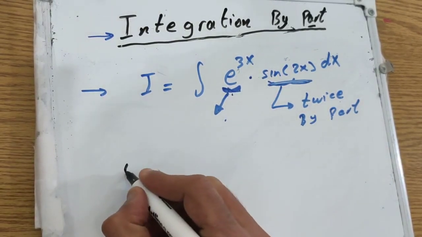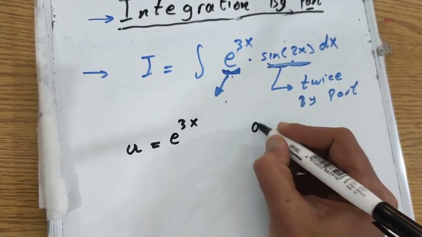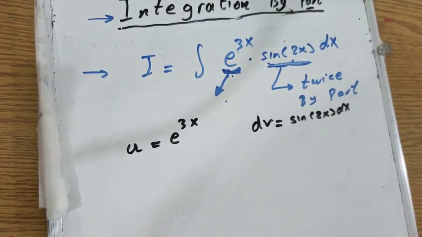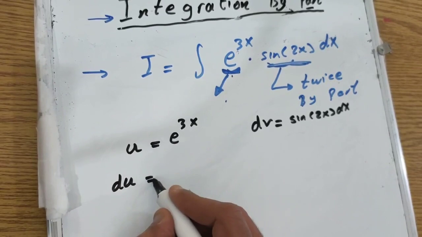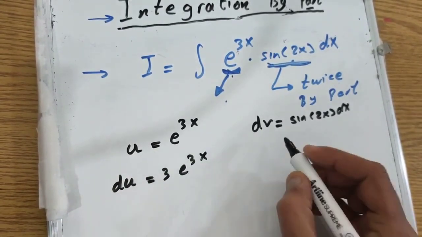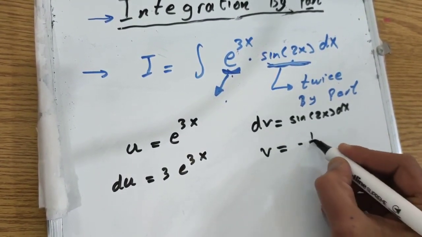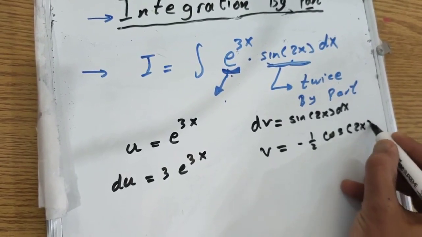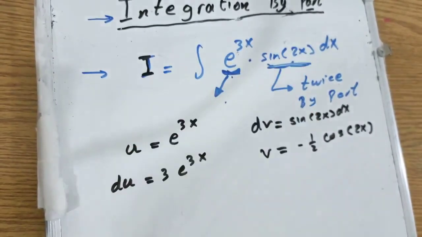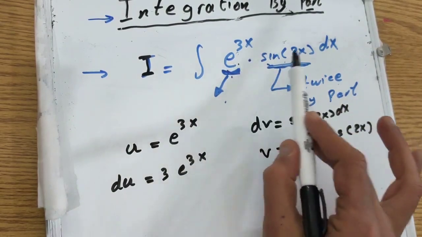So if we apply integration by parts and select u to be e power 3x and the dv to be sine 2x dx, differentiating the function u, it will be 3 e power 3x, integrating v, the integration of sine, it will be negative half cosine 2x. And first we assume that the value of our integration now is I, the integration of exponential times sine.